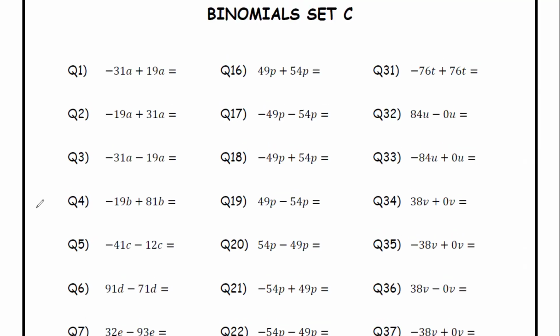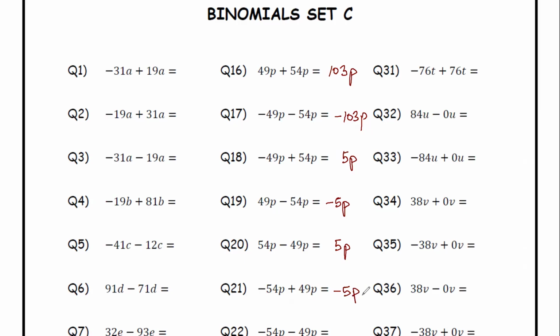Okay, both are positive. We have 103P. Both are negative. We have negative 103P. Then you got a 5P, a negative 5P, a positive 5P, and a negative 5P.